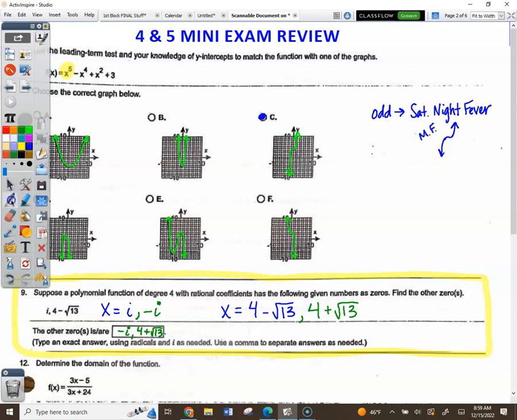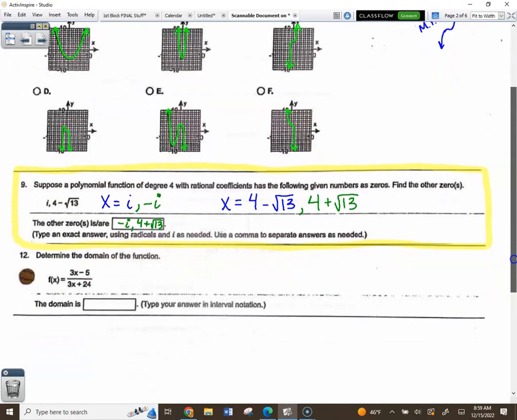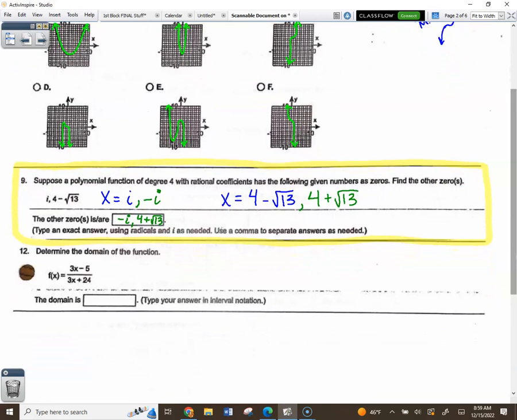We already talked about number 9. Y'all decided to leave it on there. It's a nice question that you should have no problem with. Let's go to 12. 12 is taking us right into number 14, which is the humdinger.